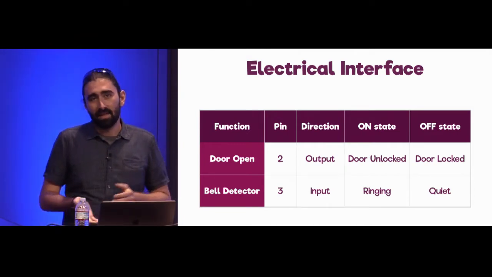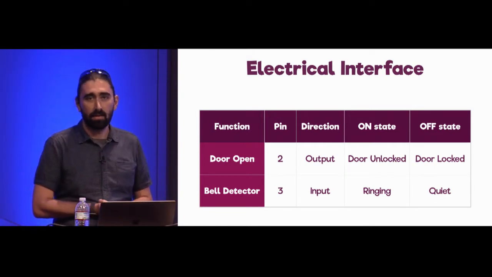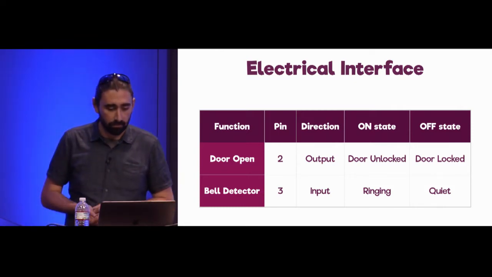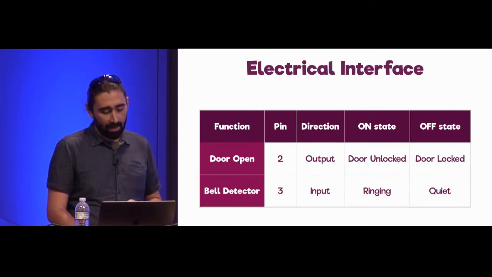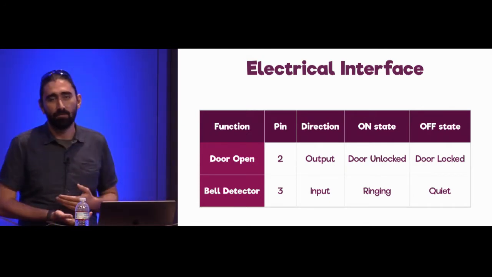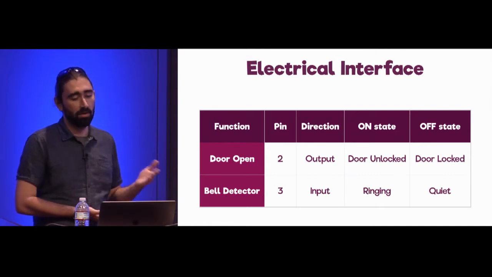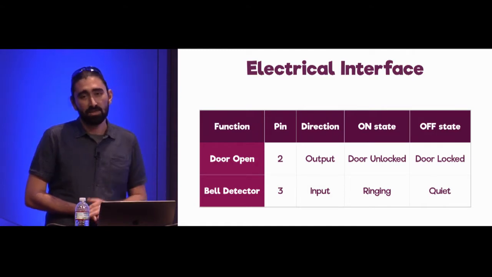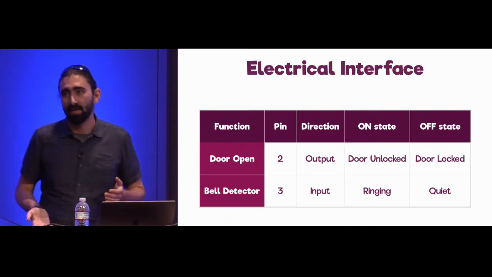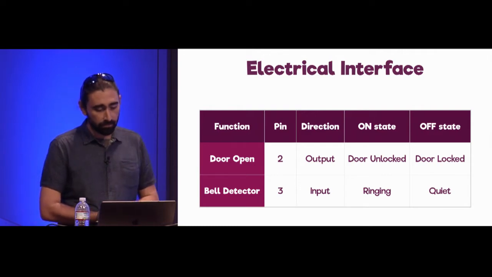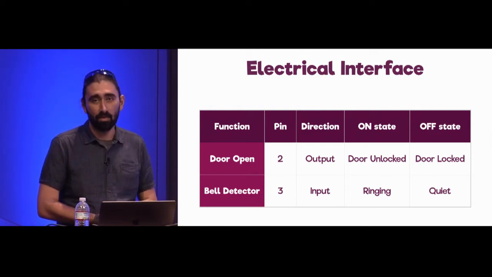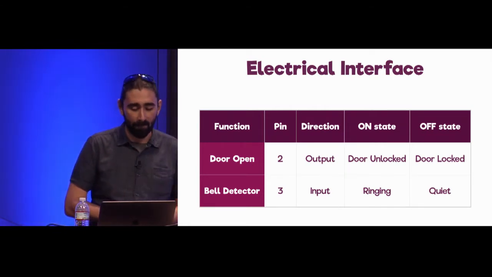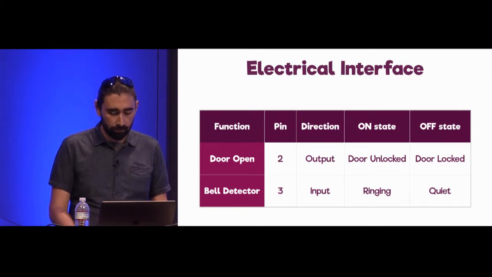The other one is something that I'll call bell detector. So this is the simple circuit that detects if my doorbell is ringing. And I made this simple circuit to map that event to the on-off state that my Raspberry Pi is going to expect. This way I can just hook it into the GPIO just like any other sensor, like a button. So that's going to be an input on pin 3. When pin 3 goes high, when it turns on, that means my doorbell is ringing. And when it's off, it's just quiet.